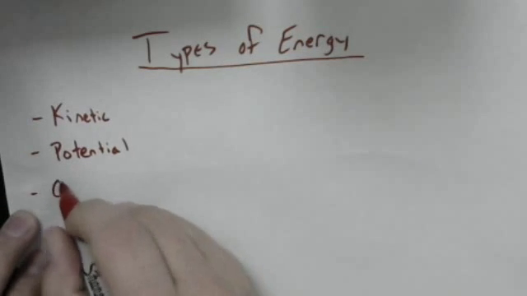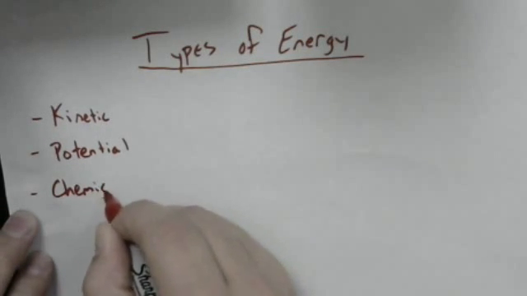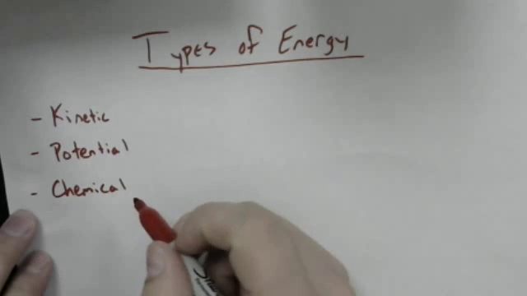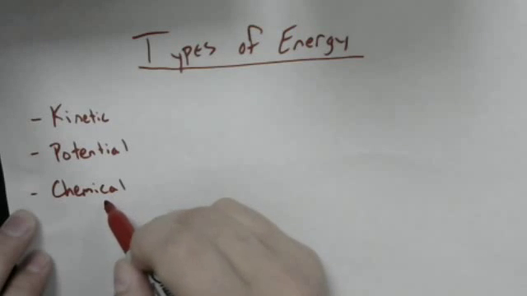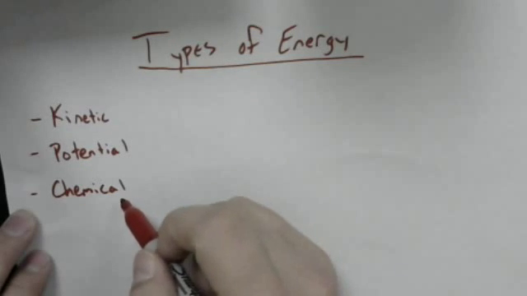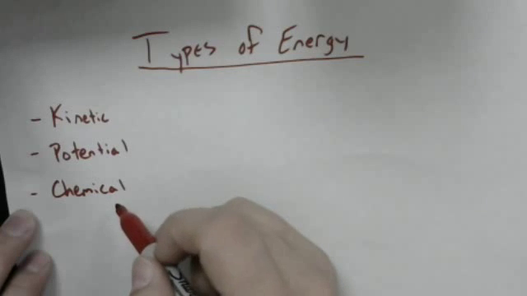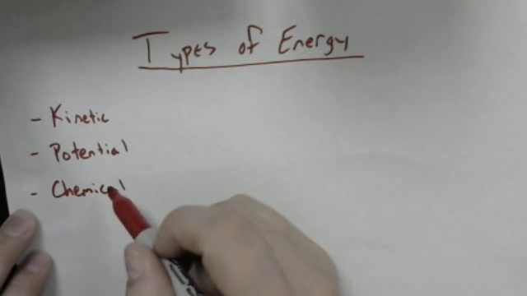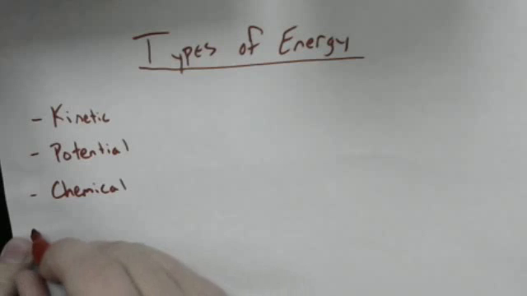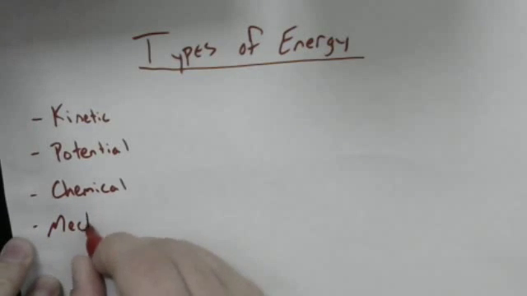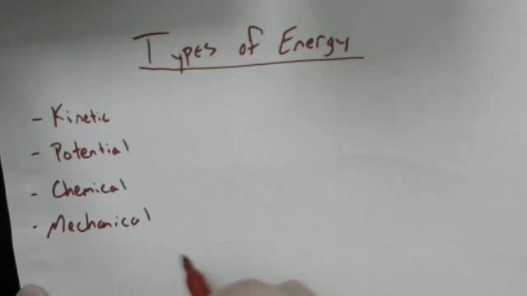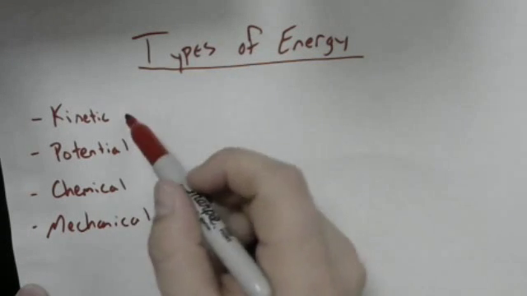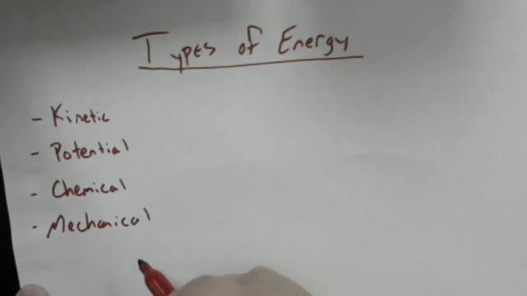We have chemical, and that is energy stored in bonds. It's a type of potential energy that is stored in bonds, and then when bonds are broken, when things either are cleaved or when a reaction takes place, that chemical energy is turned into kinetic energy. Okay, we have mechanical. That's just the sum of potential and kinetic energy of a system, and that sum will be equal.